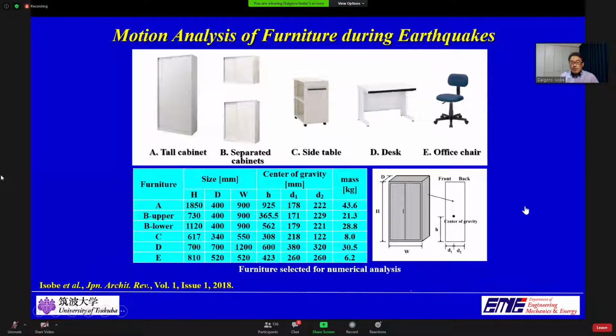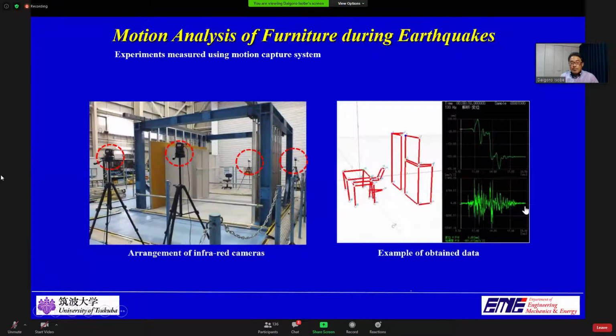The location of center of gravity of each furniture was carefully measured beforehand. We measured the motion of each furniture by using a motion capture system as shown in this picture. 6 infrared cameras are arranged around the shake table to measure the position of luminous markers on each furniture. And this is an example of the obtained data.